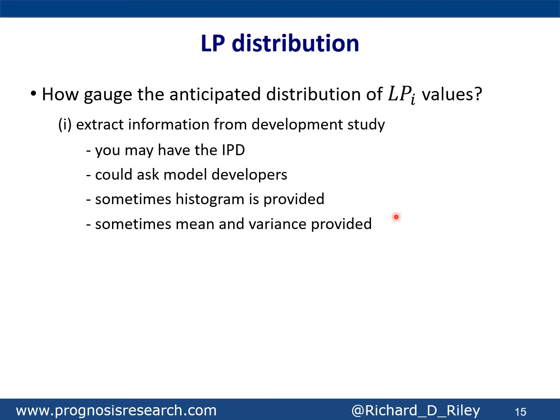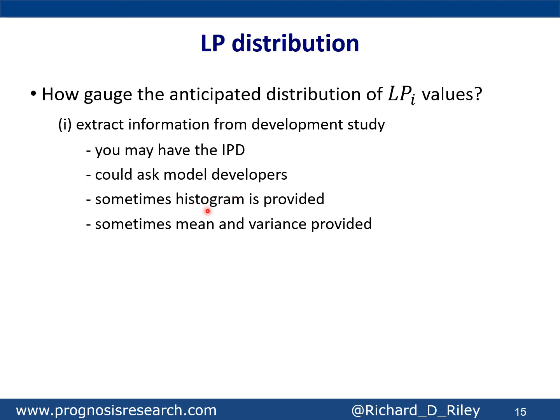So the distribution of the linear predictor is an important aspect of this calculation, but how do we gauge that distribution? Well, the place to start is by going to the model development study and trying to extract information from that study that would tell us approximately what the distribution might be. Fundamentally, you might have done that development study, so you might have the raw data, the individual patient data, so you could calculate it directly. But if not, you could ask the model developers to provide you with a histogram of the linear predictor distribution for the model development data set.